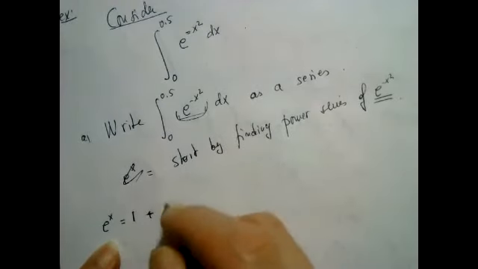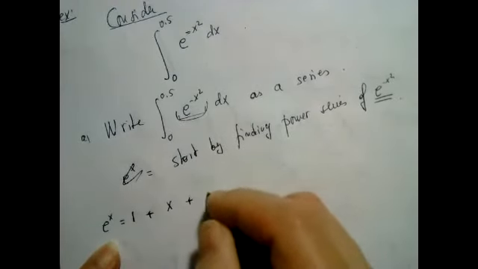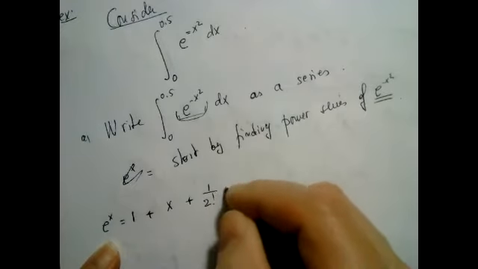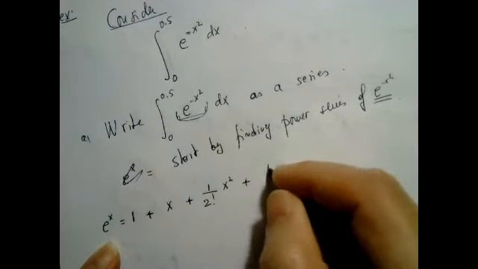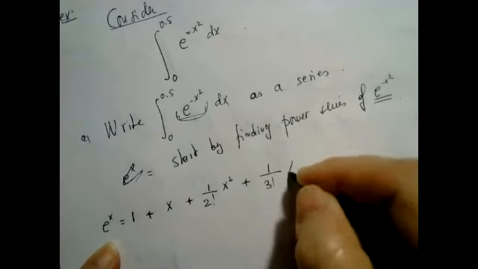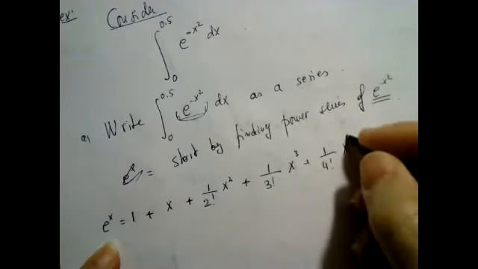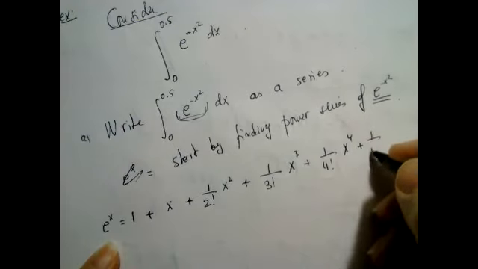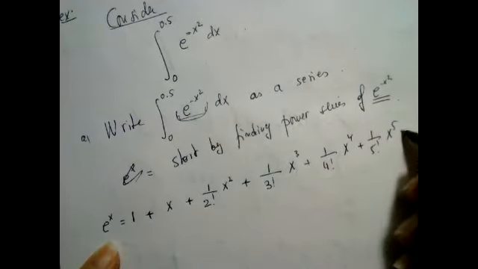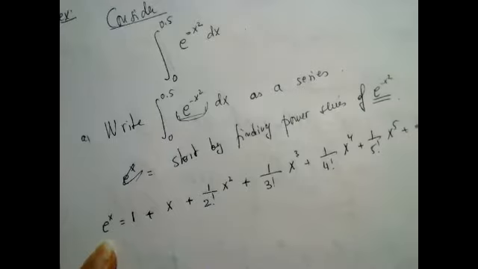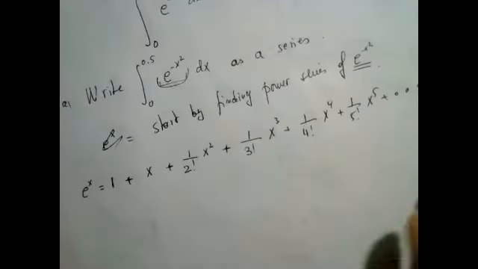e to the x is this famous one: 1 plus x plus 1 over 2 factorial x squared, 1 over 3 factorial x cubed, 1 over 4 factorial x to the 4, 1 over 5 factorial x to the 5, plus etc. And this works for all x.